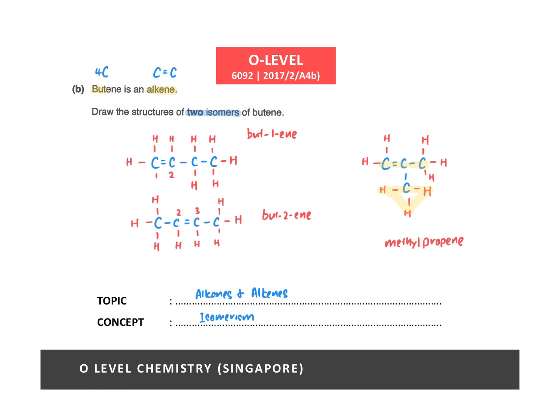So once again, whenever you are asked to draw an isomer of an alkane or an alkene, a very useful method would be to chop off one carbon from the carbon skeleton and attach that carbon to one of the middle carbon atoms, and you will get an alkane or alkene with a different structure.